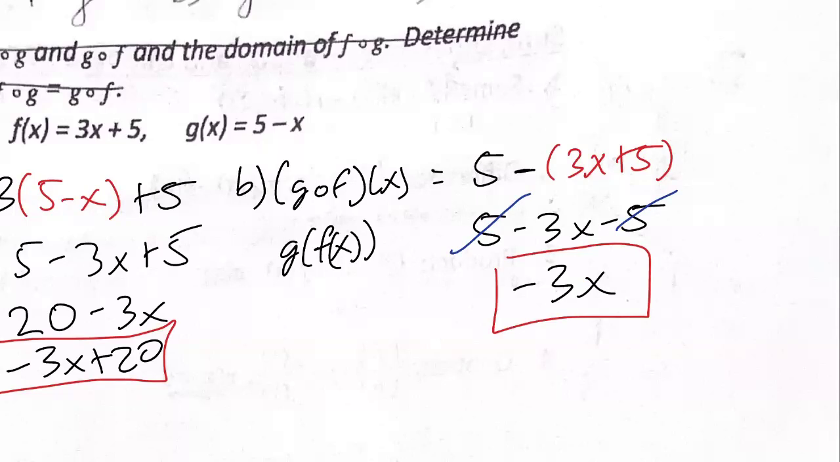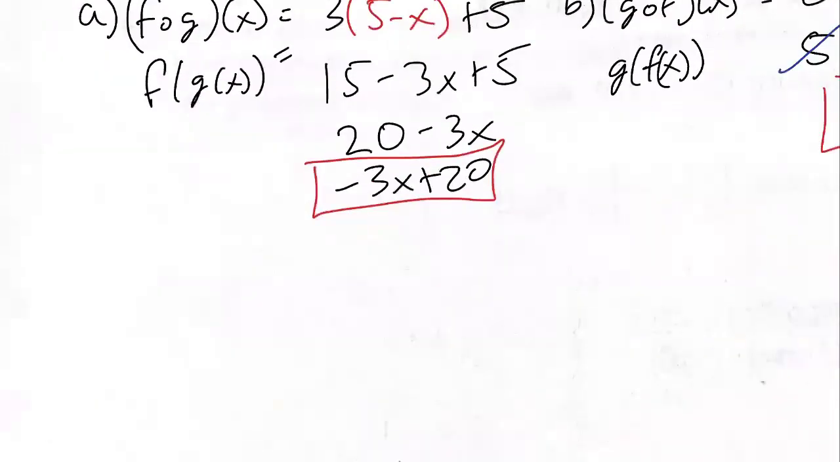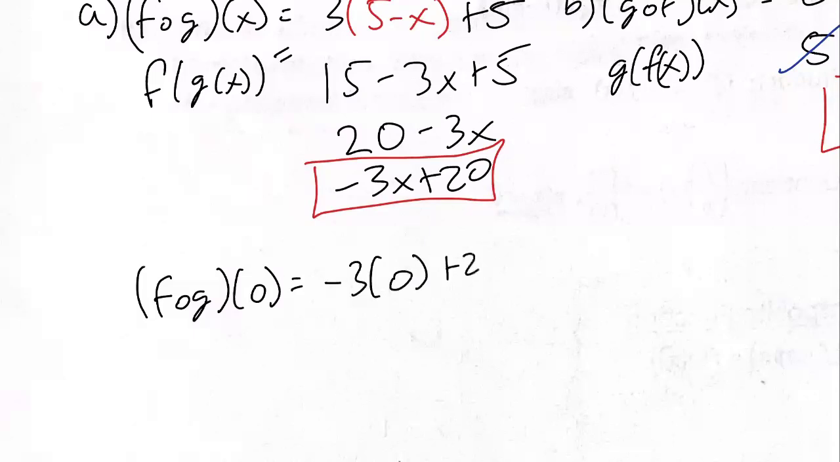For part C, it says to find f of g of 0. So that means f of g of 0. We already solved for it, so we're just going to plug it in. You'll end up just getting 20 as the answer. Basically, your x is plugged in as either g or f of the other one. So you're literally just doing substitution.